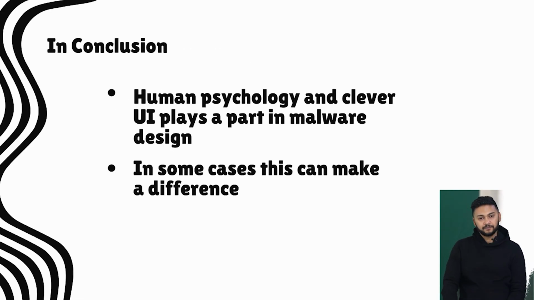So in conclusion, I can say that human psychology and dark patterns in UI play a very effective role in making a malware dangerous. In the examples I showed earlier, without these two factors, the malware would not have been that effective. So in some cases, how these factors are used can make a difference between infection and non-infection.